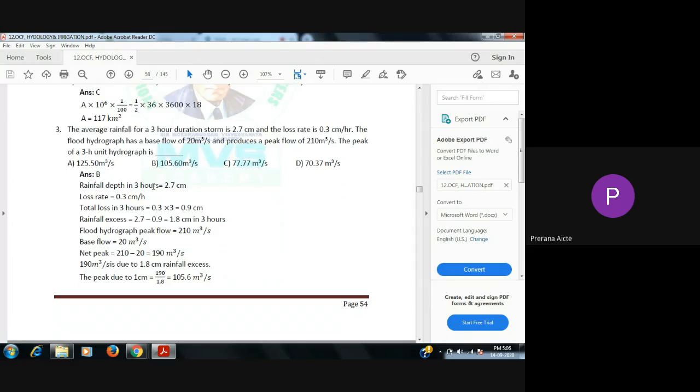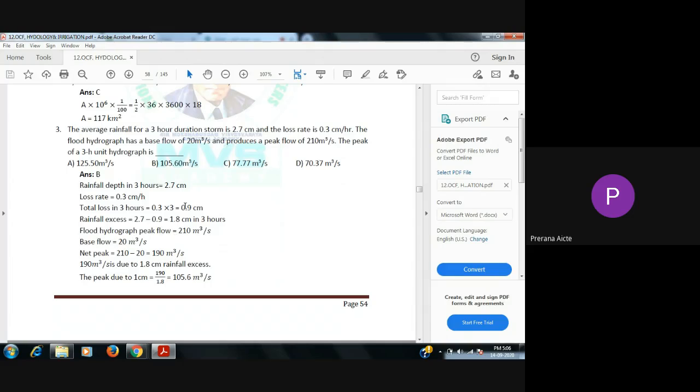First of all, rainfall within 3 hours is 2.7 centimeter. The loss rate is given as 0.3 centimeter per hour. What is the total loss in 3 hours? 0.3 into 3, 0.9 centimeters. Now, what is the rainfall excess? Rainfall depth minus total loss, you get 1.8 centimeter in 3 hours.